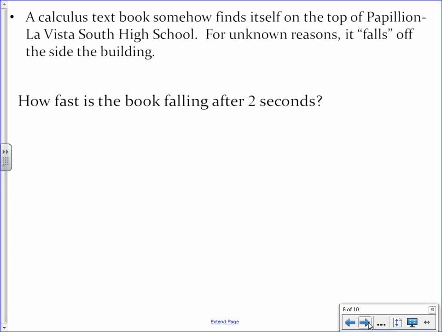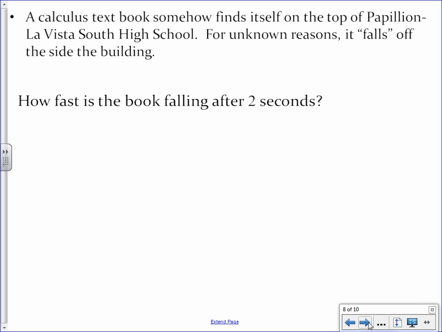Okay, all right, next example. A calculus textbook somehow finds itself on the top of Papillion La Vista South High School. Hopefully in the dirt. It falls off the building. What happened? He fell off the building. Imagine whatever scenario you would like. How fast is the book falling after 2 seconds?